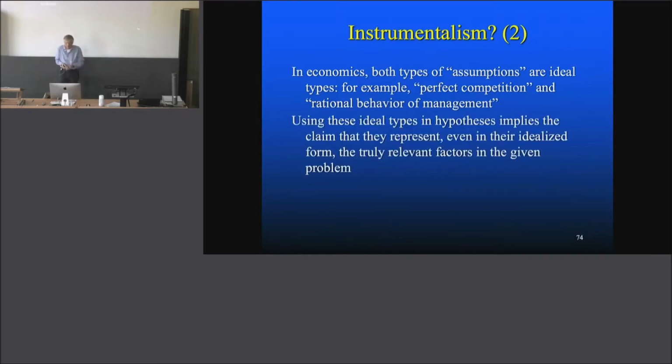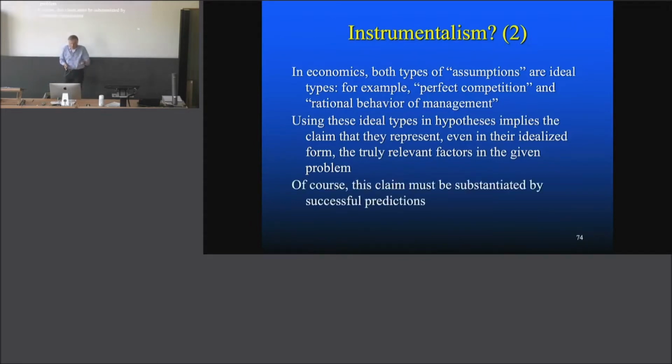Now, using these ideal types in hypotheses implies the claim that they represent, even in their idealized form, the truly relevant factors in the given problem. That holds for both types. It's the truly relevant factors that are in there, and you have to choose the ideal types. I'm repeating only Friedman, it's not my own opinion. It's really what Friedman says. So this is the idea of using ideal types to isolate the truly relevant factors, or something causally equivalent in the substitution case. This is what he wants.